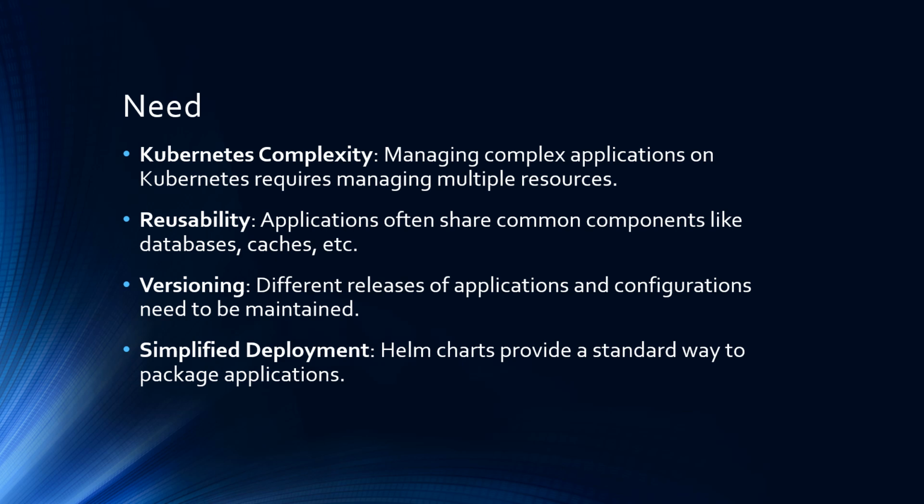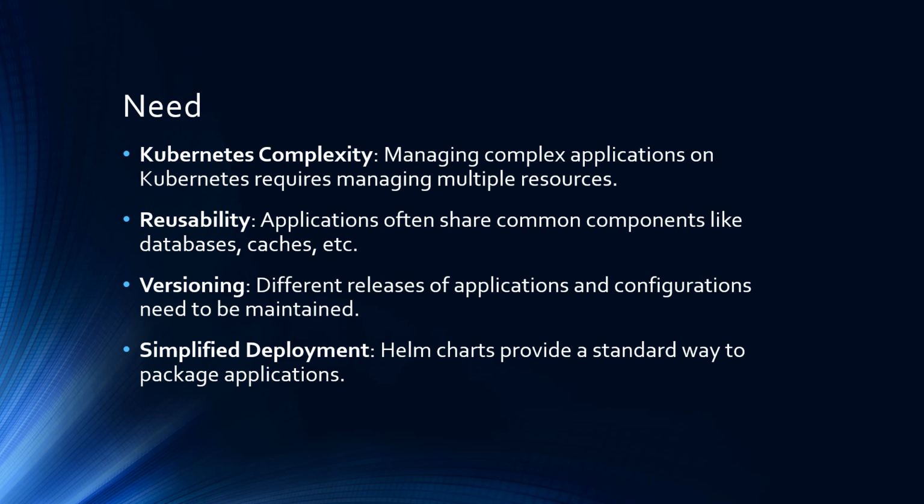Versioning becomes increasingly important as your applications evolve. Helm provides built-in version control for your deployments, making it possible to track changes, roll back to previous versions, and maintain a history of your application configurations. This is invaluable when troubleshooting issues or when you need to revert changes quickly.